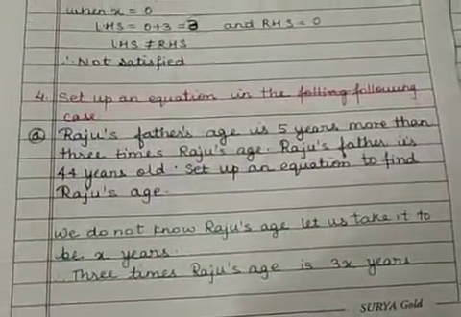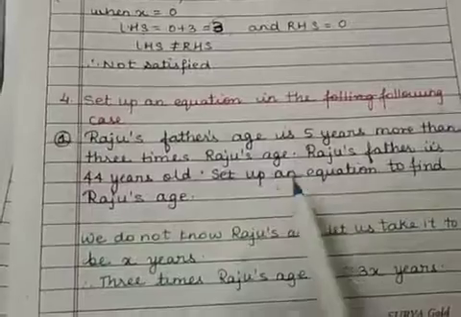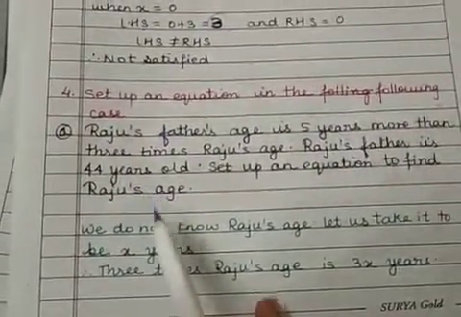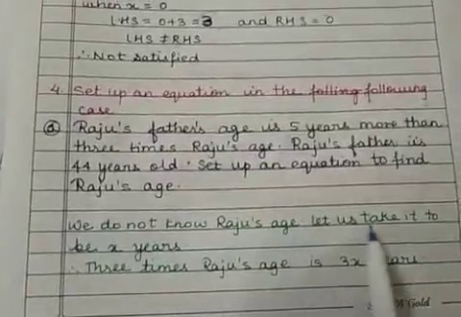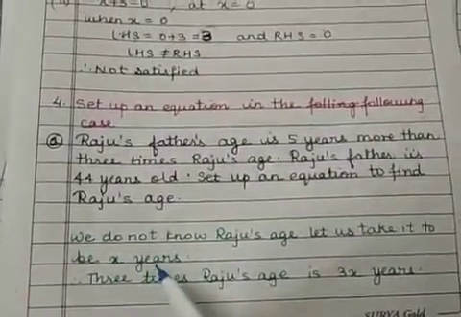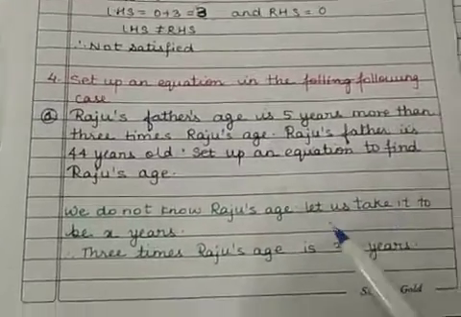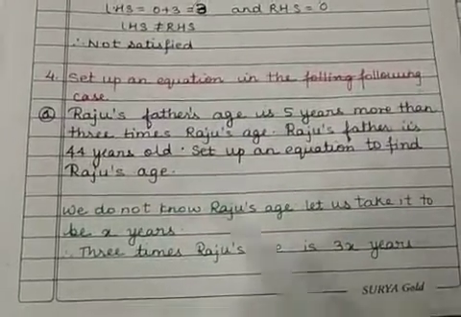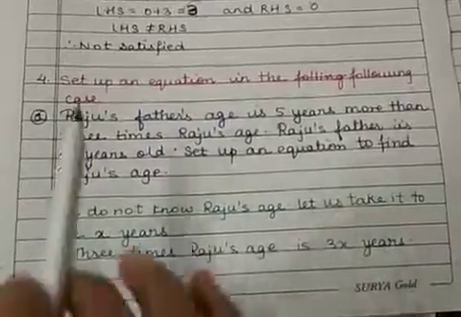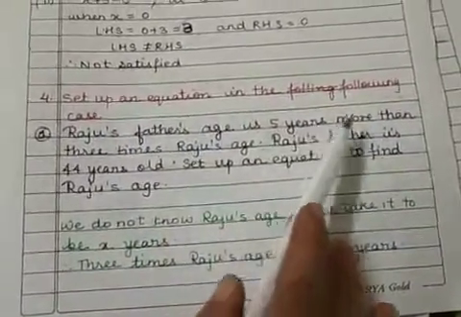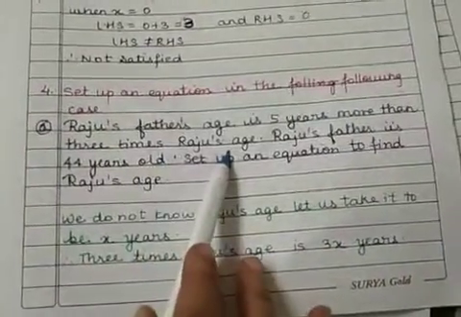So when you are given something like this, see what is asked here. It is asked that you have to find Raju's age. So we do not know Raju's age. So let us take his age to be x years. We can take x, y, z, anything. So I have taken x here. Okay. Now let us break this statement. Raju's father's age is 5 years more than 3 times Raju's age.